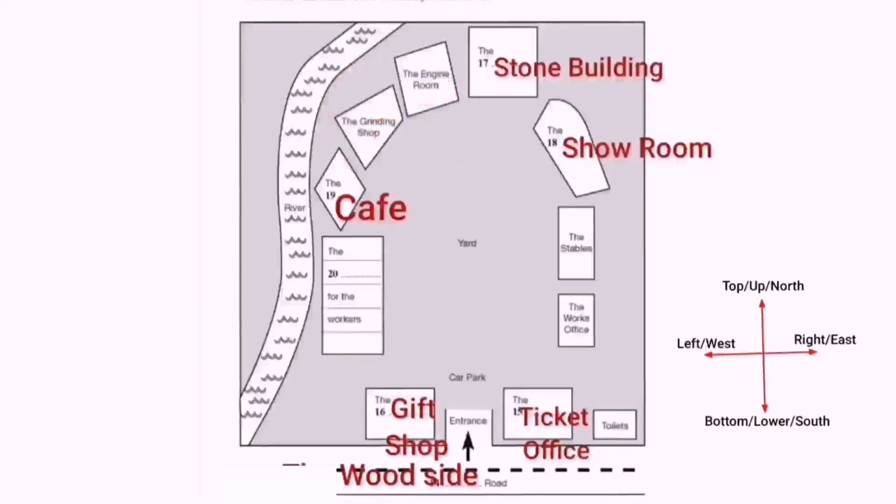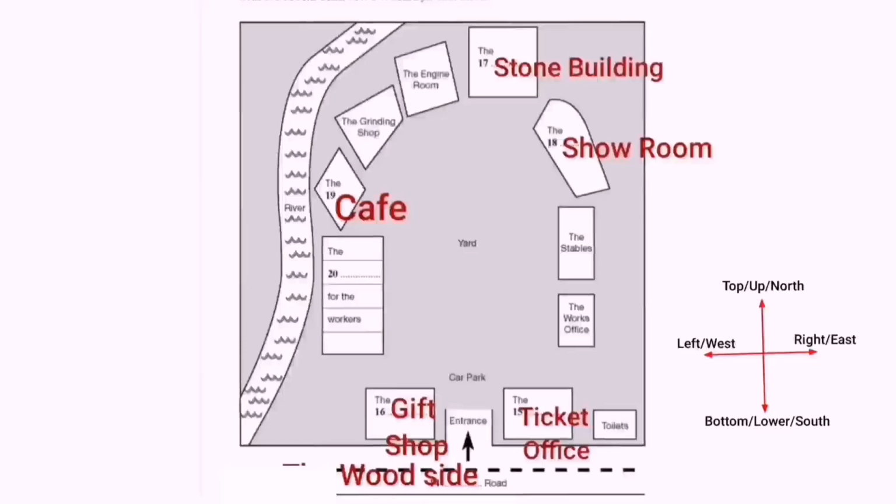Let's listen to the audio again. In the top left corner is the grinding shop, where the tools were sharpened and finished. And on one side of that, you can see the engine room, and on the other is the cafe, which isn't an antique, you'll be pleased to know, though they do serve very nice old-fashioned teas.